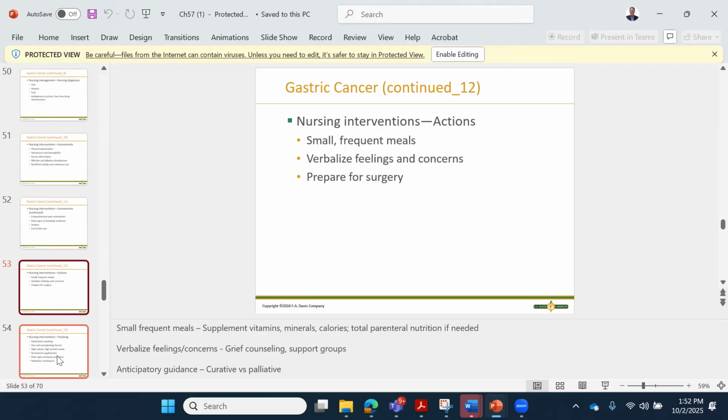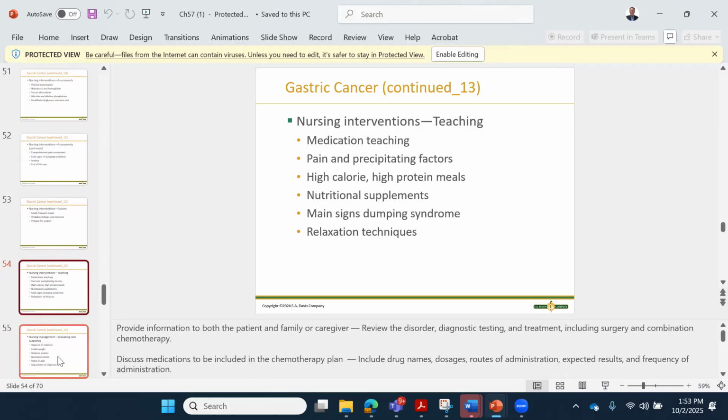Also, there's a need for teaching as it relates to consuming small, frequent meals, and also to have that anticipatory guidance as it relates to whether the condition is curative, or whether what you're going through is palliative care. Because in some cases, you do have procedures that are more palliative than curative, especially in the setting of gastric cancer, which has widely metastasized.